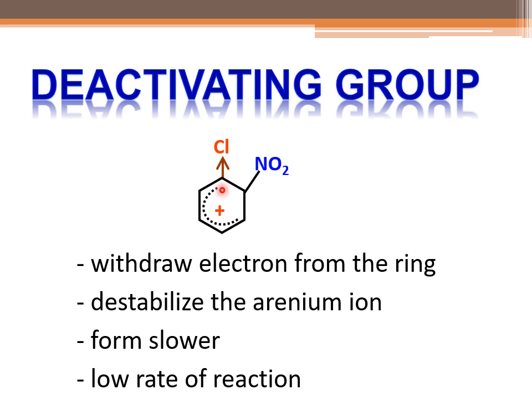It will withdraw electrons from the ring, making the arenium ion destabilized. So it is going to form a slower product where it has a lower rate of reaction. The nitro group is going to be attached at the ortho position, as we see in table 6.3. This is the effect of having chlorine inside the ring.